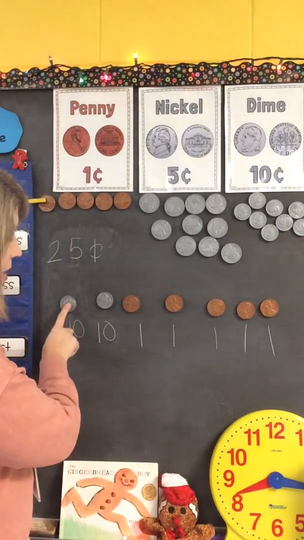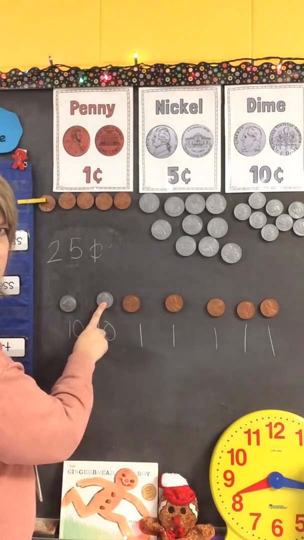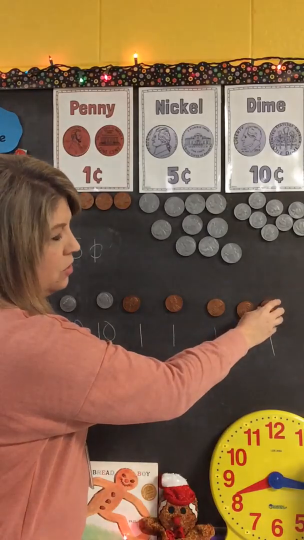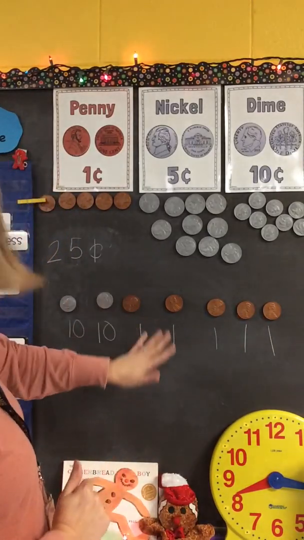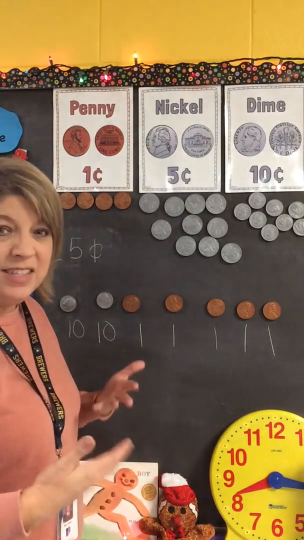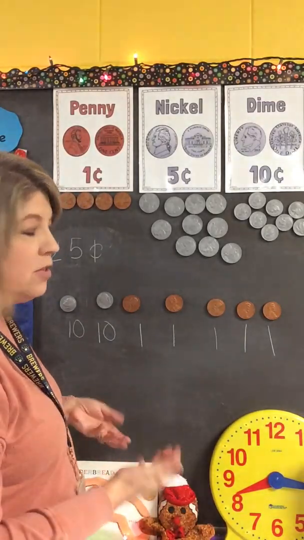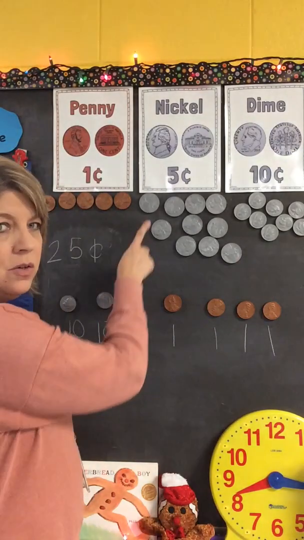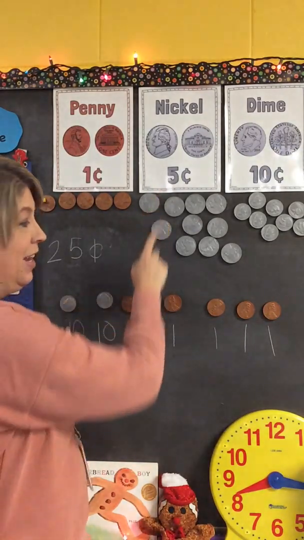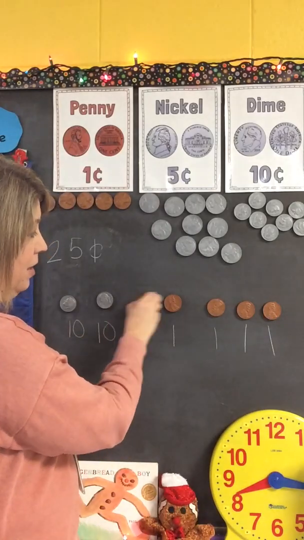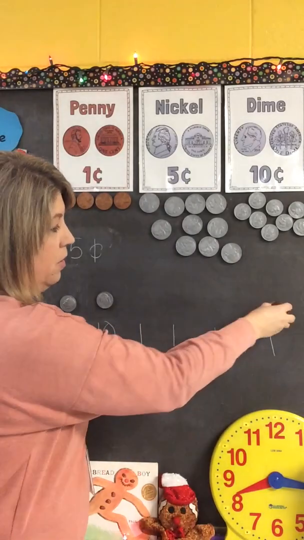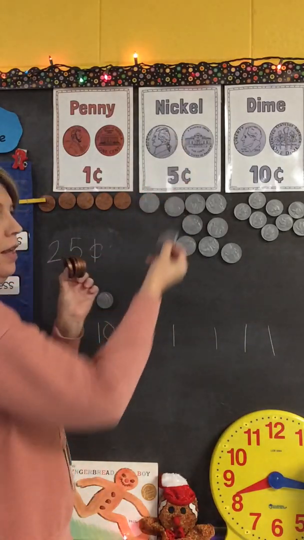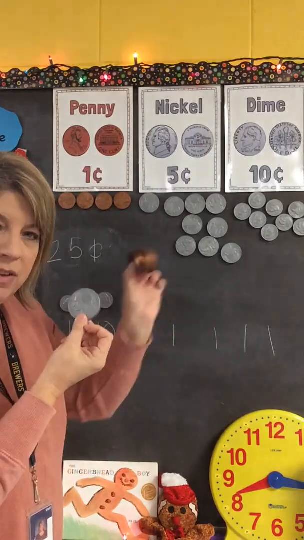Let's count it. Ready? 10, 20, 21, 22, 23, 24, 25. I have 25 cents. Now, there's lots of trades we can make today. But the first one that I know how to do is if I get to 5 pennies, I can trade for what coin? Right, the nickel, right? And I have 5 today. I have 1, 2, 3, 4, 5. I'm going to trade all of those pennies for just one of these nickels. They are the same, 5 and 5.